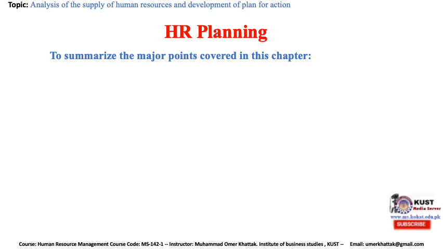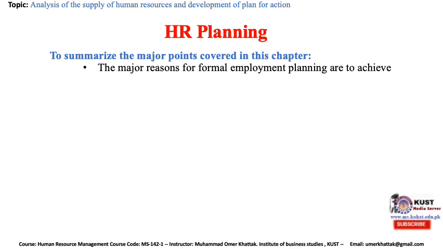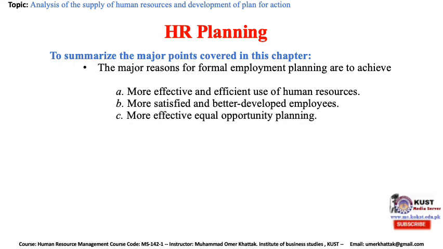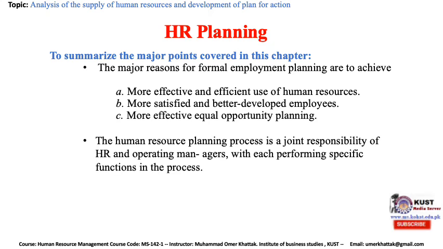To summarize the major points covered in this chapter, the major reasons for formal employment planning are to achieve A. more effective and efficient use of human resources, B. more satisfied and better developed employees, and C. more effective equal opportunity planning. The human resource planning process is a joint responsibility of the HR and operating managers, with each performing specific functions in the process.